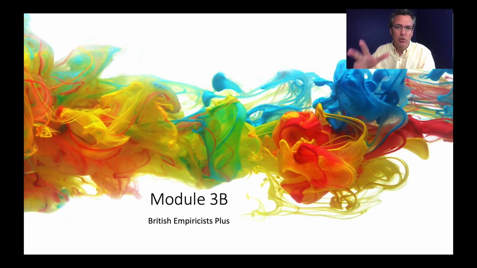Alrighty, Module 3B, we're still in Chapter 3 now, but we're getting to the middle part of Chapter 3. I'm going to focus on what the textbook author calls the British Empiricists, but I'll also add a couple more to the end of that too. So let's just jump right in. Ooh, here we are, British Empiricists plus.